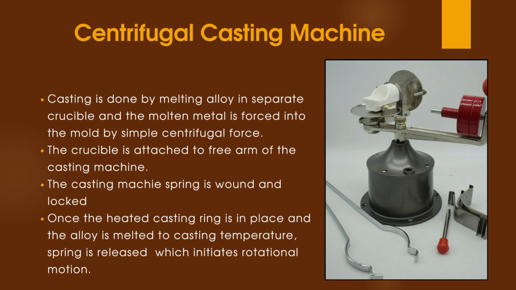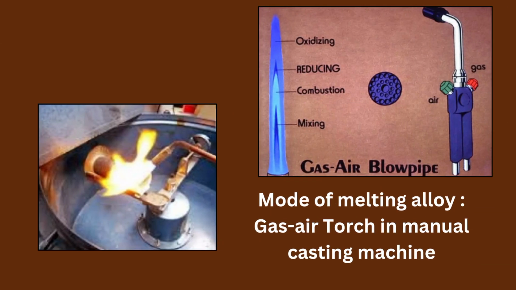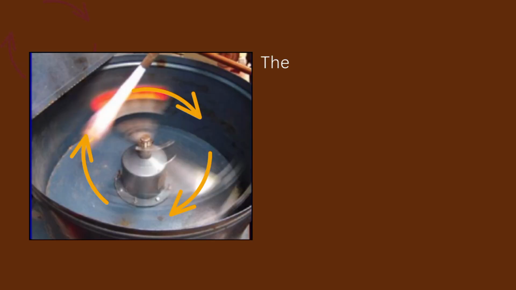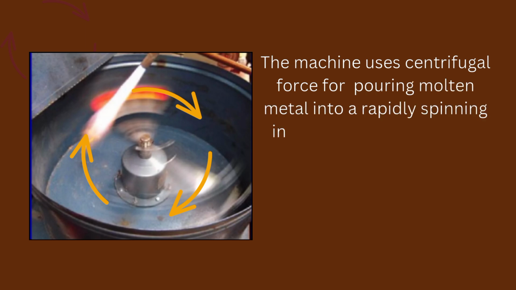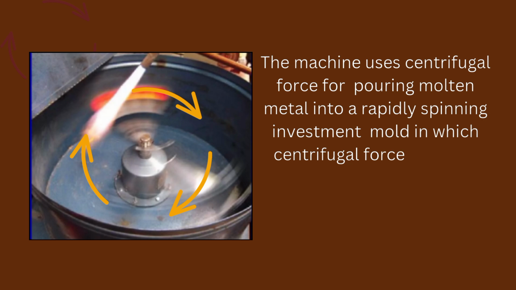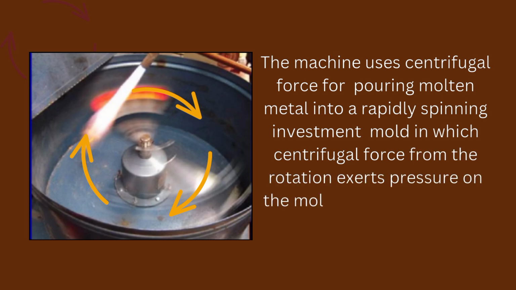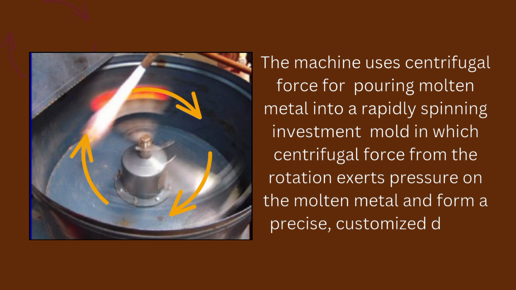On the other hand, in a centrifugal casting machine, casting is done by melting alloy in a separate crucible, and the molten metal is forced into the mold by simple centrifugal force. The crucible is attached to the free arm of the casting machine. The casting machine spring is wound and locked. Once the heated casting ring is in place and the alloy is melted to casting temperature, the spring is released, which initiates rotational motion. Molten metal is poured into a rapidly spinning investment mold, in which centrifugal force from the rotation exerts pressure on the molten metal and forms a precise, customized dental restoration.